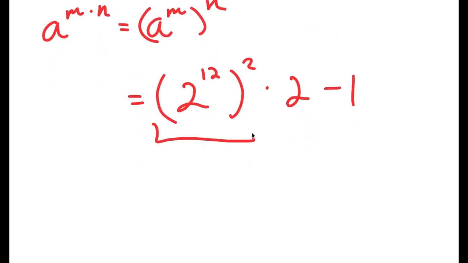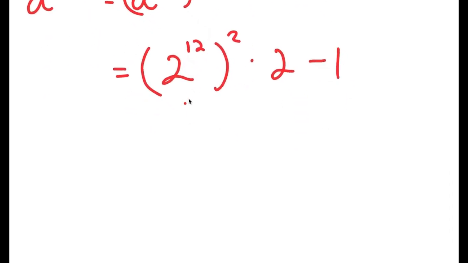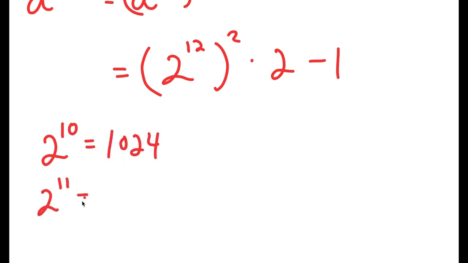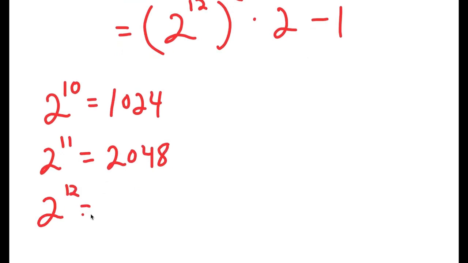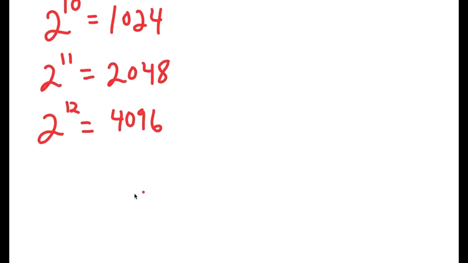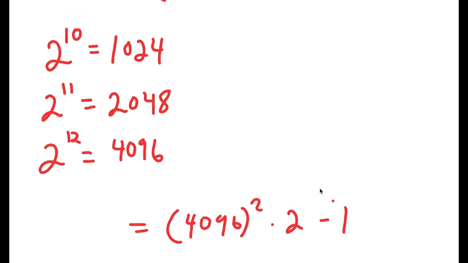So now I'm actually going to plug in the actual value of 2 to the power of 12 because 2 to the power of 12 is small enough where we know the exact value of it. So if you don't know what 2 to the power of 12 is, well, 2 to the power of 10, you should always remember this as 1024. So 2 to the power of 11 is going to be double of 1024, which is 2048, and 2 to the power of 12, which is the value we're looking for, is going to be double of 2048, which is 4096. So now I get 4096 squared times 2 minus 1.